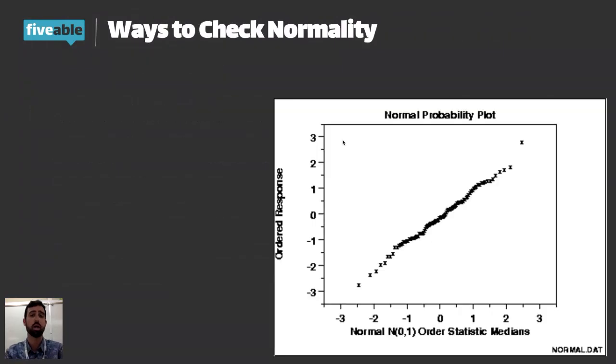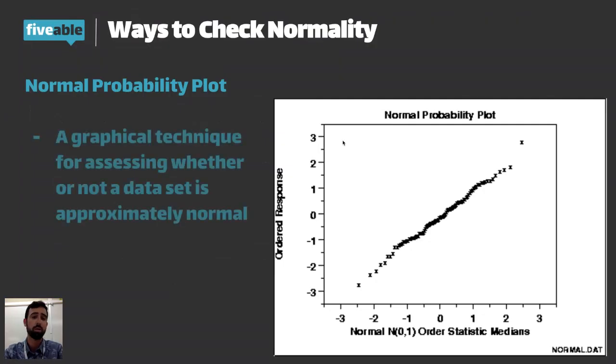Okay, so the first way to check normality is the normal probability plot. The normal probability plot is a graphical technique to assess whether or not data is approximately normal. And so you're going to see the plot over here on the right. If you plot this, and I'm going to show you how to do this on the calculator, but if you plot and you notice that it looks like a straight line, that means that the data is normal. So this data we have here is going to be normal data because it follows a linear pattern.